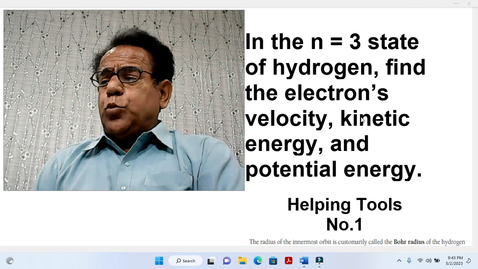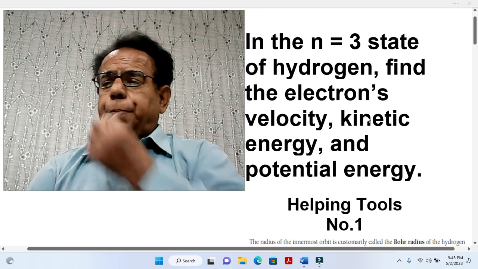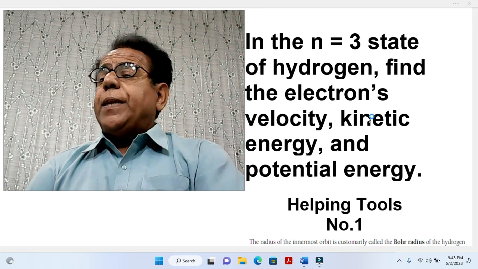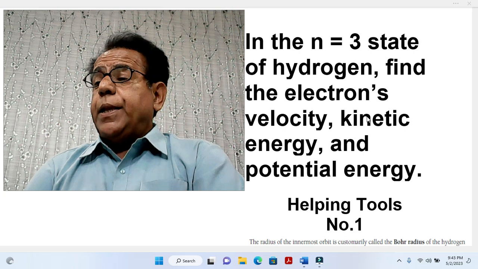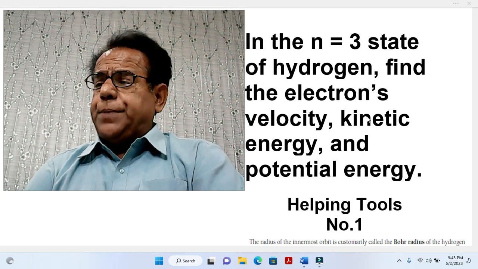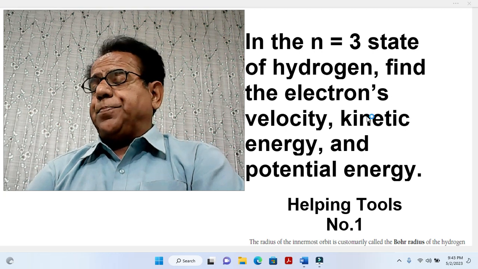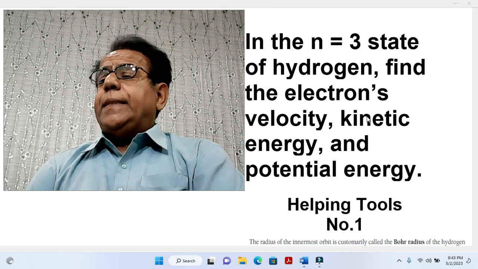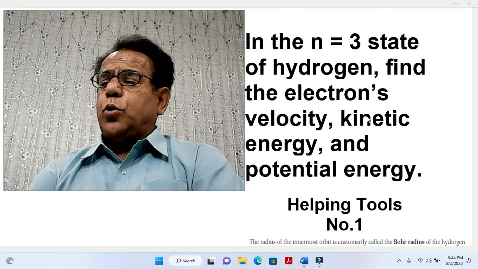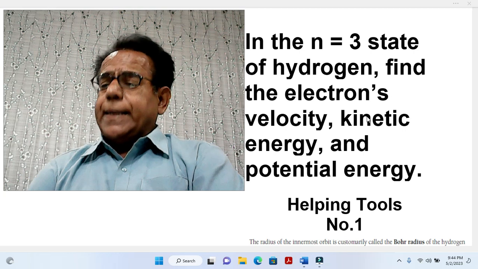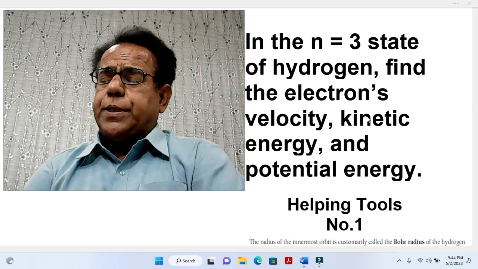As usual, we first come to its statement. Statement of the problem is that in the n equal to 3 state of hydrogen, find the electron's velocity, kinetic energy and potential energy. 3 things are required to be determined.